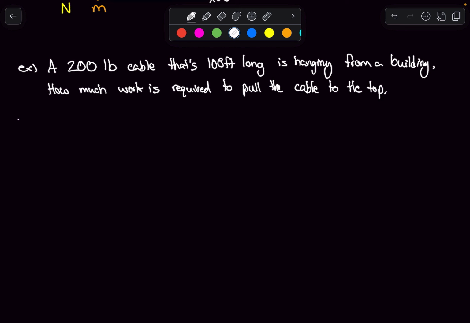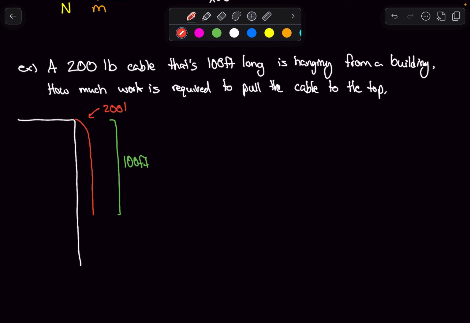Okay, so let's make a drawing and let's see if we can kind of do some reasoning for ourselves. So we have a cable. This cable is kind of hanging down. It's chilling. It's 100 feet long. So we're going to say this is 100 feet. All right. The cable itself weighs 200 pounds. Okay. Now, something that I want to point out is that pounds is a force, right? So this is already the force.